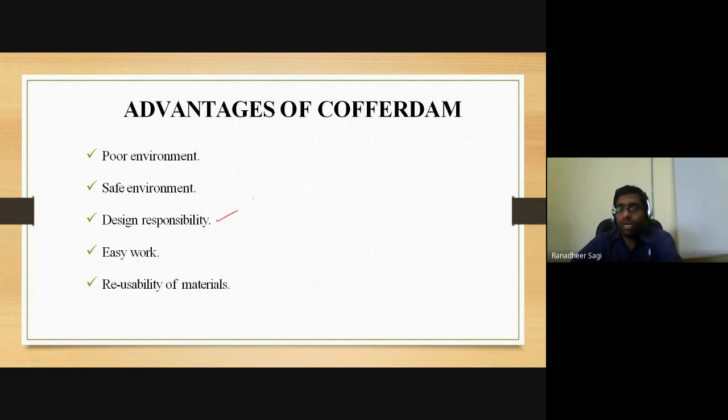So you have a proper design responsibility in subsequently ensuring, because if such kind of cofferdam construction is not done, without which if you are trying to take up the construction of a deep foundation directly, you will face many challenges in the construction. It's not possible to install or drive a pile or construct a deep foundation directly when you have water flowing or when you have some difficulties or challenges existing there.